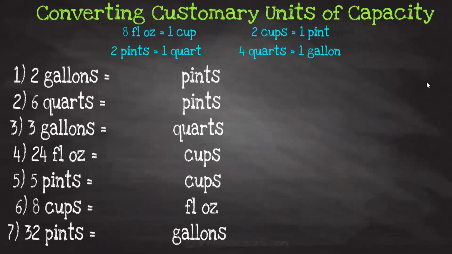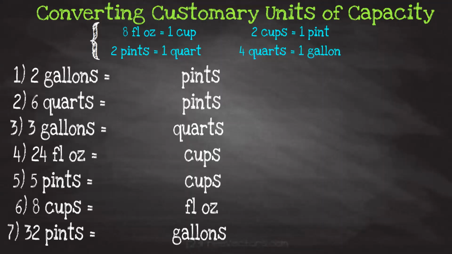Now, when we're converting customary units of capacity, I want you to pay attention to the writing that's in blue. It tells us that 8 fluid ounces equals 1 cup, 2 pints equals 1 quart, 1 pint equals 2 cups, and 4 quarts equals 1 gallon. So in order for us to understand this a little bit better, maybe a visual will help.